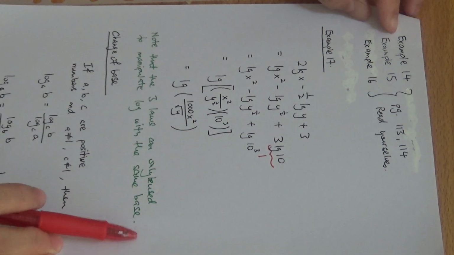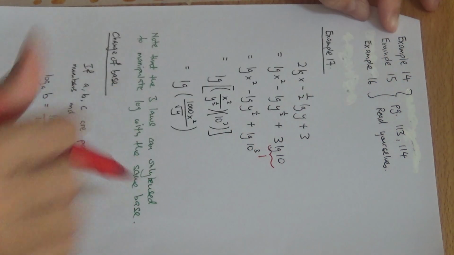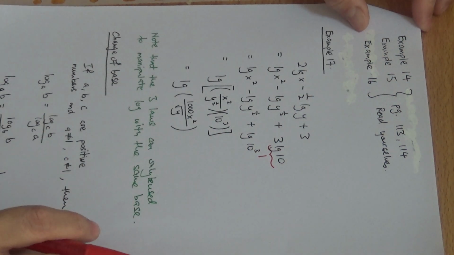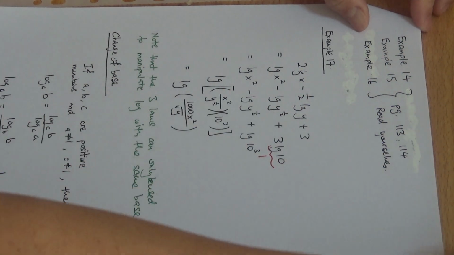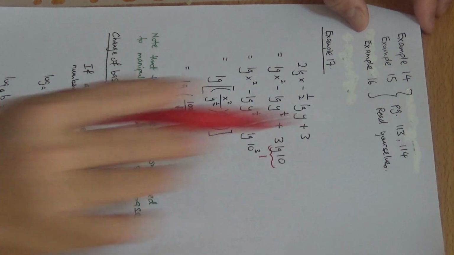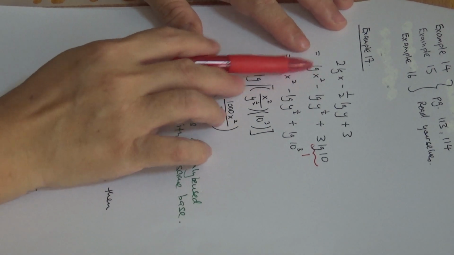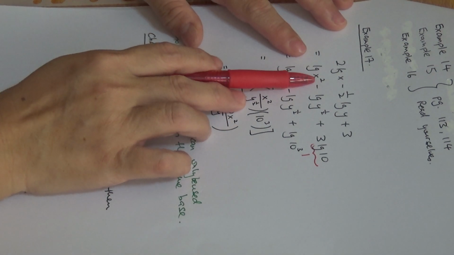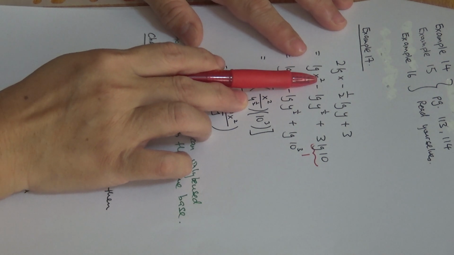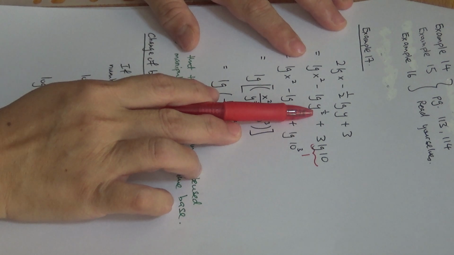Okay, I am moving on straight into example 17. Example 17 says, express this whole thing as a single logarithm. Now I'm going to explain step by step. The 2, I can bring it up, because this is the same as bring it down, so I can bring it up as well. Half, I can bring it up here.